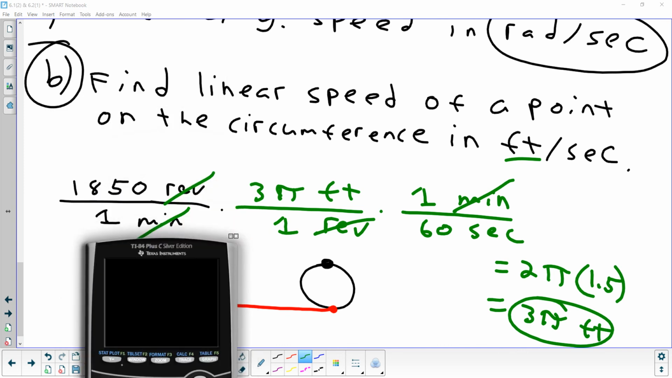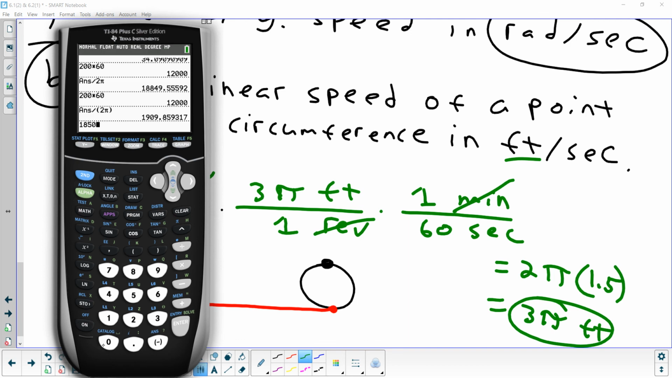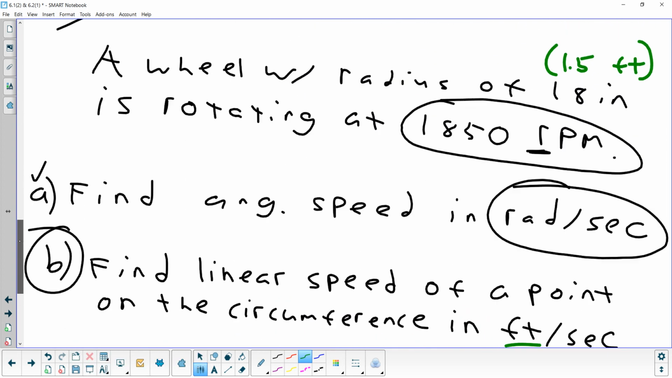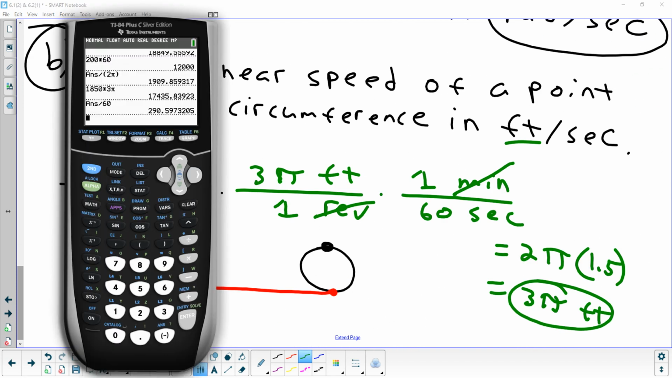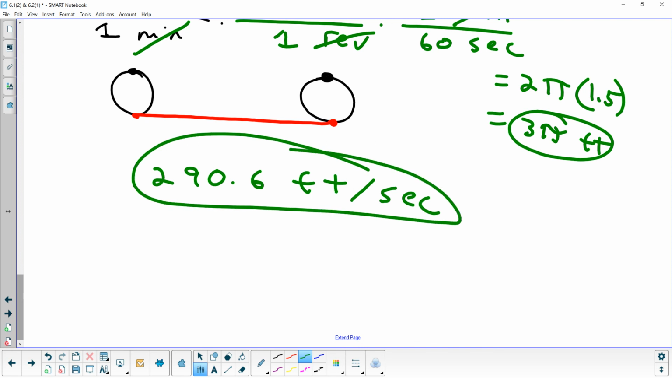All right, so let's multiply 1850 times 3 pi, and we're going to divide that by 60. So if we had an object that was spinning at 1,850 revolutions per minute, and it had a radius of 1.5 feet, that would be equivalent to 290.6 feet per second.